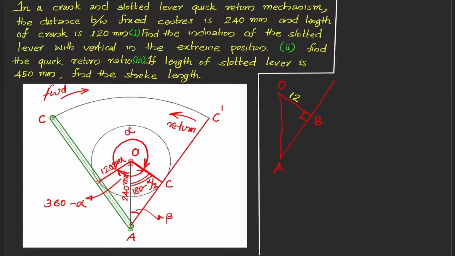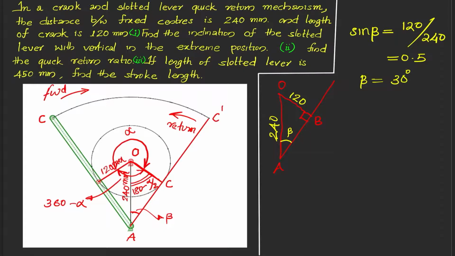This distance, crank length, is 120 mm. The distance between fixed centers is 240 mm. The inclination of slotted lever with respect to vertical, beta, we have to evaluate. So from this right angle triangle I will be evaluating sin beta. Sin beta is opposite 120 divided by 240, which you will be getting as 0.5, and beta you can calculate as 30 degrees. Sin inverse of 0.5 will be 30 degree. So from this triangle you can find this angle. If this is 90 degree, and beta is 30 degree, then the remaining angle will be 60 degree.